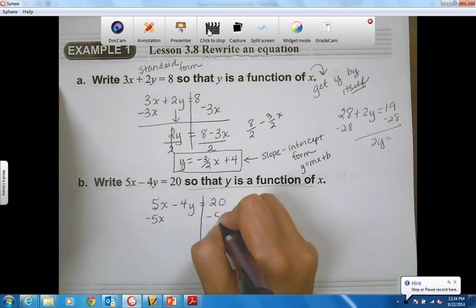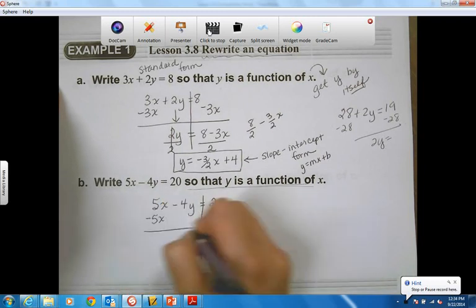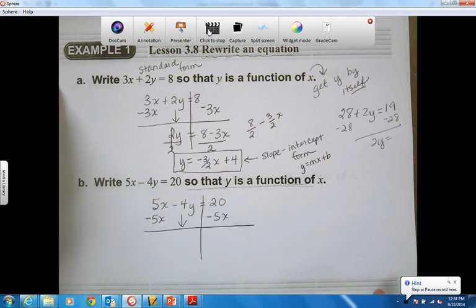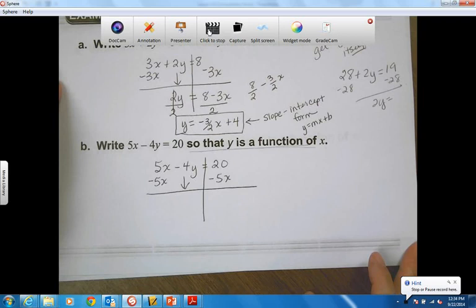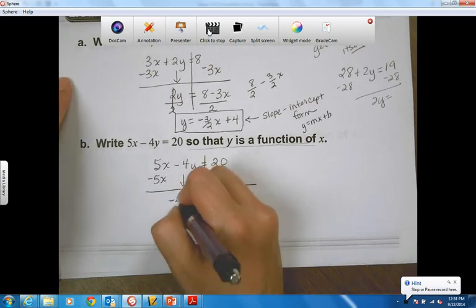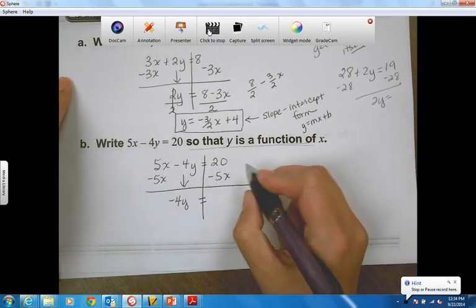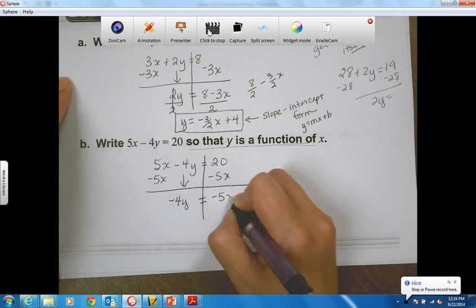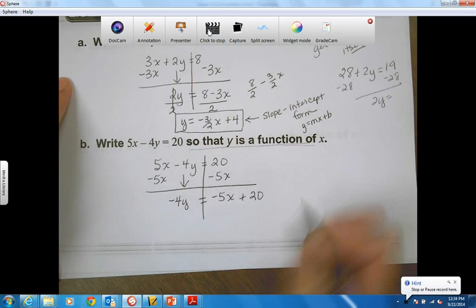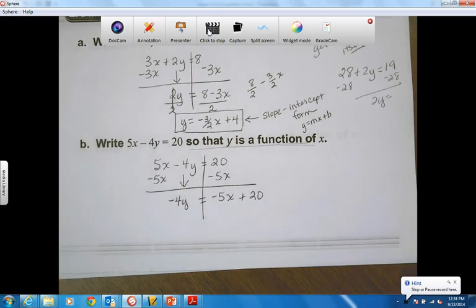And then on this side, I'm just going to go ahead and put them in order. I'm just going to put negative 5x plus 20, because it doesn't matter if I put 20 minus 5x or negative 5x plus 20. And now what do I do? Divide by negative 4, right? These negatives are really going to mess you up if you're not careful. If you want to take a shortcut, I'm fine with you doing this because that's the same thing. So if you want to go ahead and separate them out to begin with, that's no big deal.